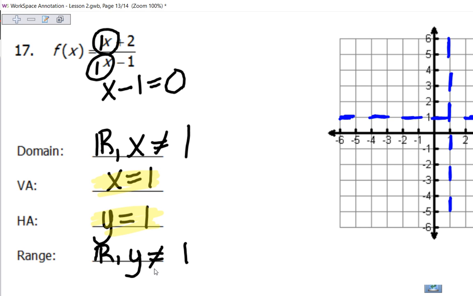And put your points, so where they intersect, go over 1, up 1. Find where they intersect, go over 1, down 1. And make your curve through those points. So here's curve 1. Here's curve 2.